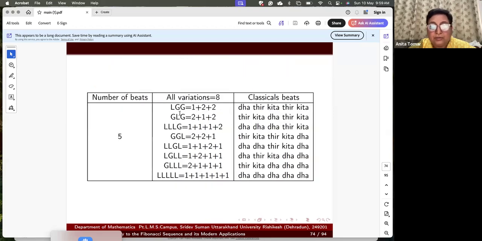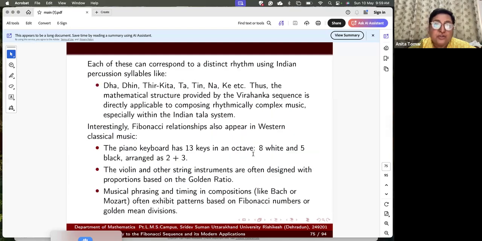So this is LGG, meaning dha thir kita. LGL means thir kita dha thir kita and so on. So each of these corresponds to a distinct rhythm using Indian percussion syllables. Thus, the mathematical structure provided by the Virahanka sequence is directly applicable to composing rhythmically complex music, especially within the Indian tal system. Interestingly, Fibonacci relationships also appear in Western classical music.